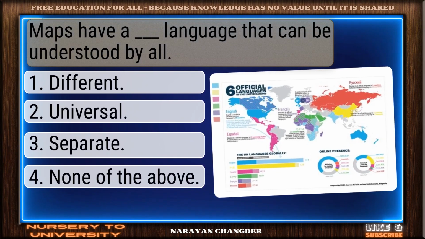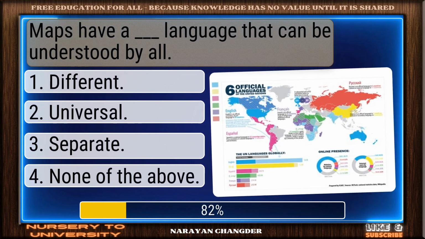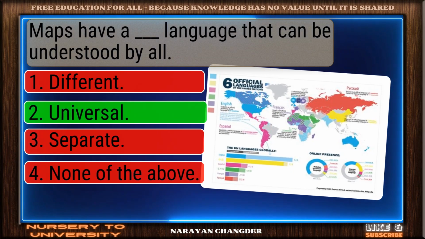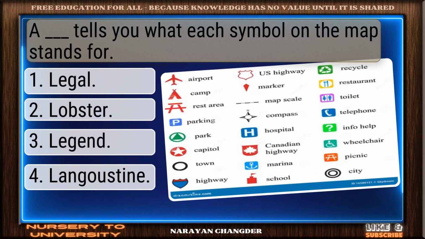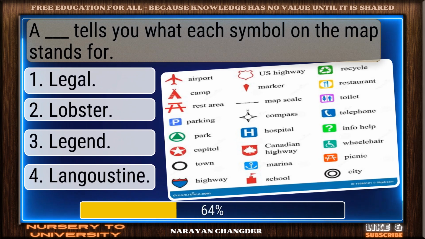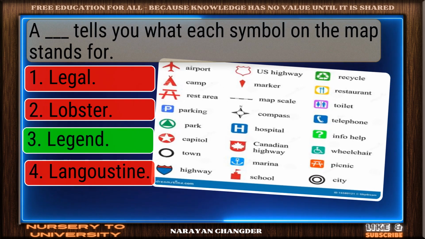Maps have a dash language that can be understood by all. You got it. Your choice universal is right. A dash tells you what each symbol on the map stands for. Bravo. Legend is the answer.